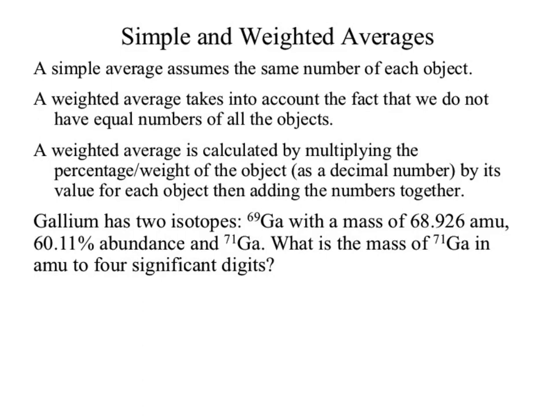So gallium has 2 isotopes. Right? One of them is 68.926 AMUs. The other one is with 60.11% abundance, and gallium-71. What is the mass of gallium-71 in AMUs to 4 significant digits? Okay. Bring in the concept of significant digits. Just give me 4 numbers, and we're okay.